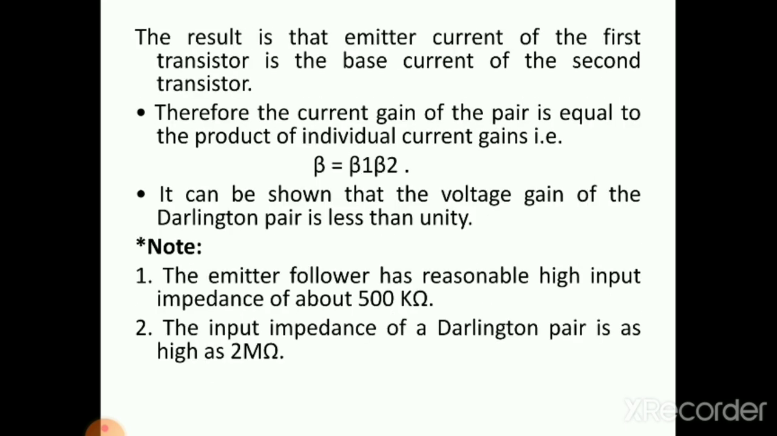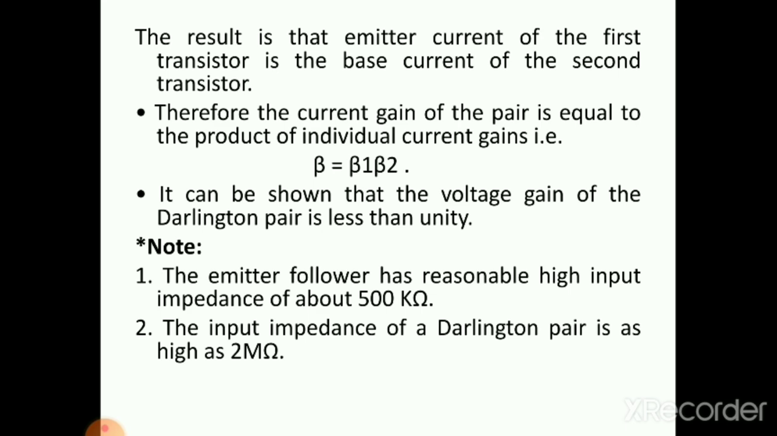So therefore the current gain of the pair is equal to the product of individual current gains, that is beta is equal to beta 1 into beta 2. It can be shown that the voltage gain of the Darlington pair is less than unity.